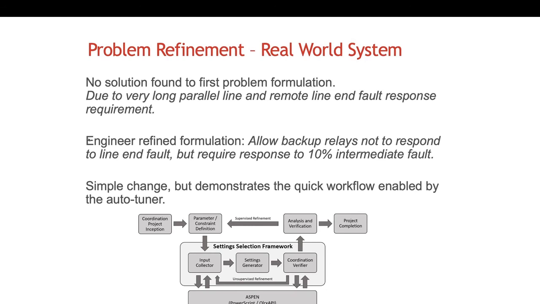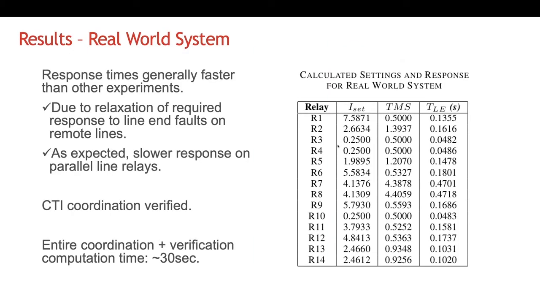So the engineer, in this case, we made a decision to allow it to only respond part way down the line. It only was forced to respond to a 10% intermediate fault down those long lines. And that may or may not be something you would want to do in the real world, but this was just an example of how we could communicate to the learner some refined problem definitions. It's a simple change. We reran it, and here are the results that we get.